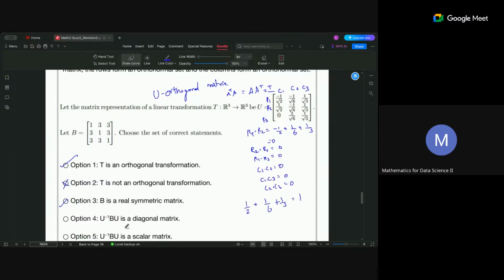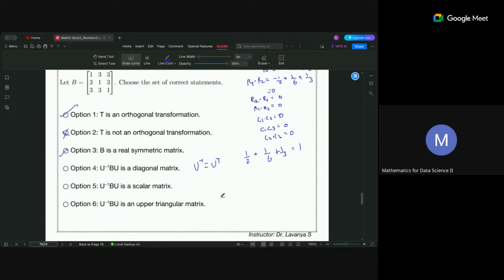Now for option 4, we need to find U inverse. So how to calculate U inverse? Can you tell me? Transpose. Just use a transpose. Okay. So now you have to calculate what is U transpose BU. I don't want to do the calculation, so I will leave it as homework to you. You have to calculate U inverse BU. It is nothing but U transpose BU, and see which one is a suitable option.